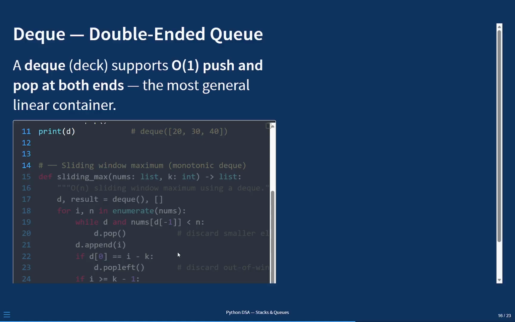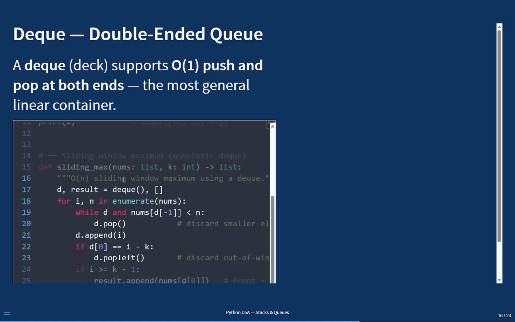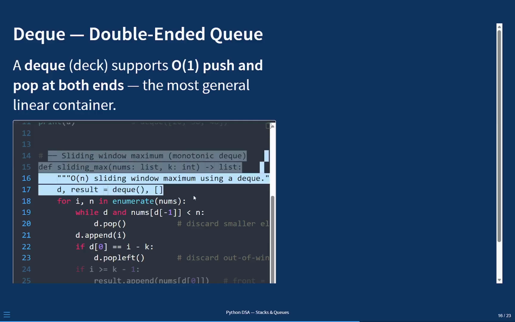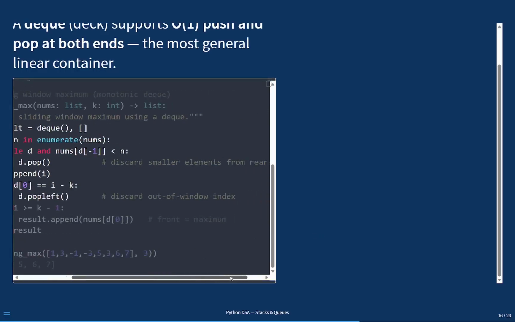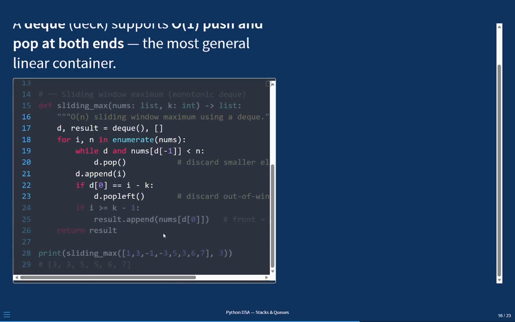Click. The sliding window maximum problem showcases the monotonic deque pattern, one of the most powerful algorithmic tricks you'll encounter. We maintain a deque of indices where the values are in decreasing order. For each new element, evict from the rear any index whose value is smaller than the current element. It can never be the maximum of any future window. Evict from the front any index that has left the window.